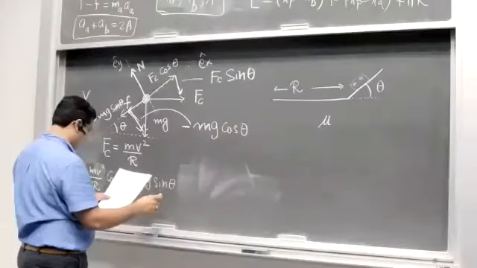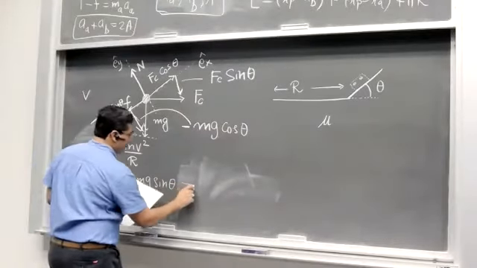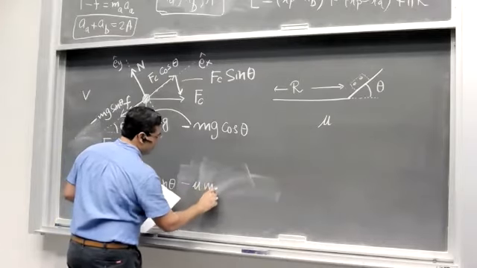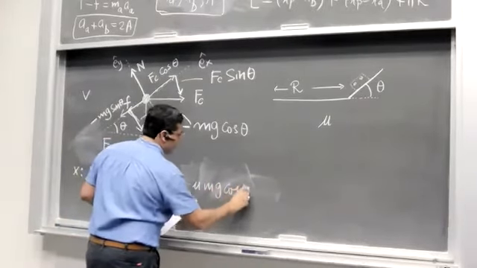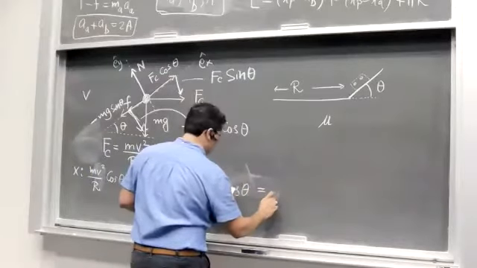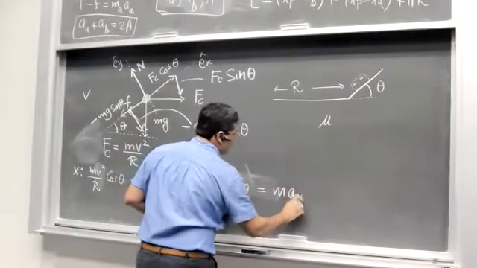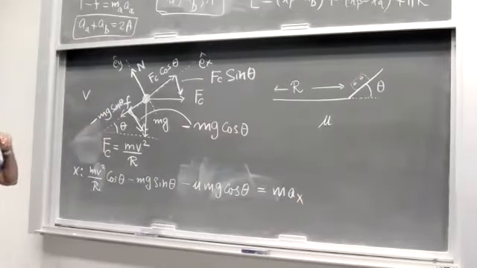Sir, but Fc sine theta is also acting vertically downwards. So it would be mg cos theta minus fc sin theta. Yes, one minute. Mu mg cosine theta is equal to m a x. Now tell me. Sir, for the n, opposing it you have two forces: one is mg cos theta and the other is Fc sin theta.